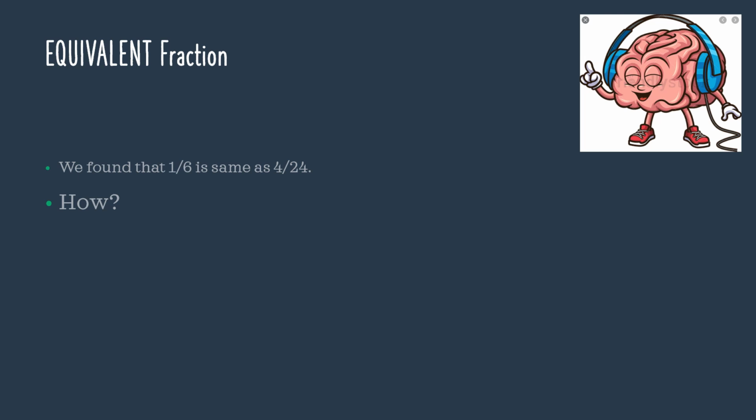Next we will look at equivalent fractions. When we were doing our practice, we found that 1 by 6 is the same as 4 by 24. When we were dividing the chocolate, 1 by 6 gave us 4 squares of the chocolate and 4 by 24 gave us 4 squares of chocolate as well. So how is 1 by 6 becoming the same as 4 by 24?